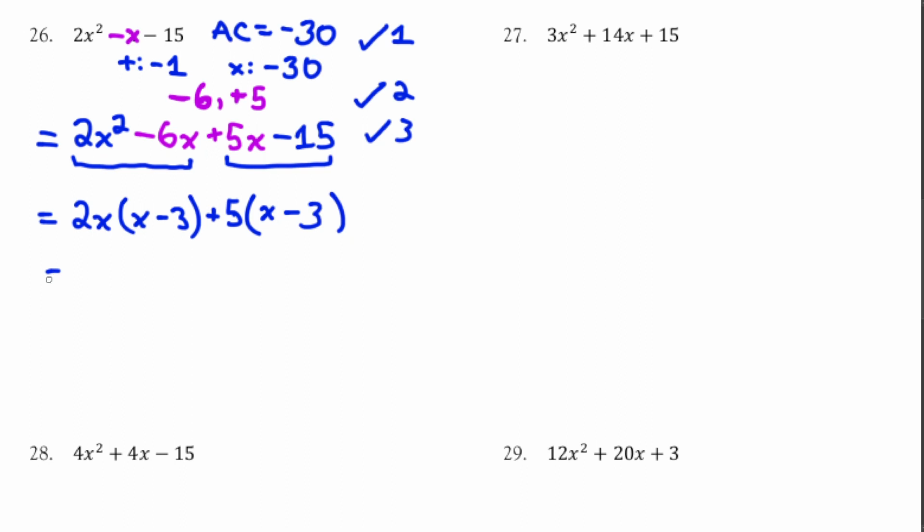Now the 2 groups both have x minus 3 in common, so I factor out x minus 3. When I take x minus 3 out of the first group, it's just 2x. And when I take x minus 3 out of the second group, I'm left with 5. This plus in between the 2 groups survives right here. So 2x squared minus x minus 15 equals x minus 3 times 2x plus 5. It's pretty good. This is step 4.